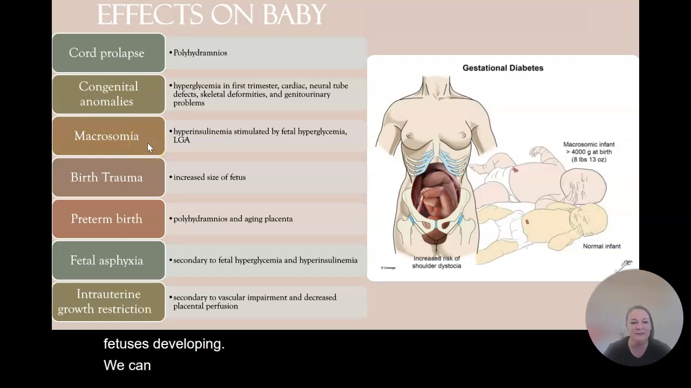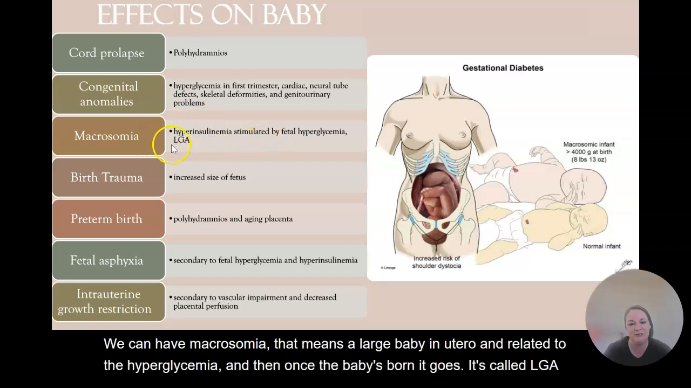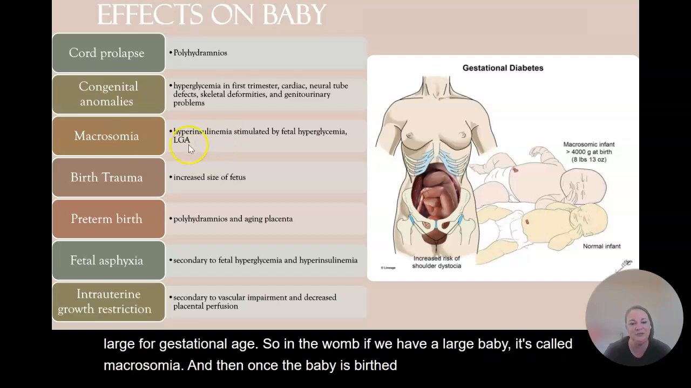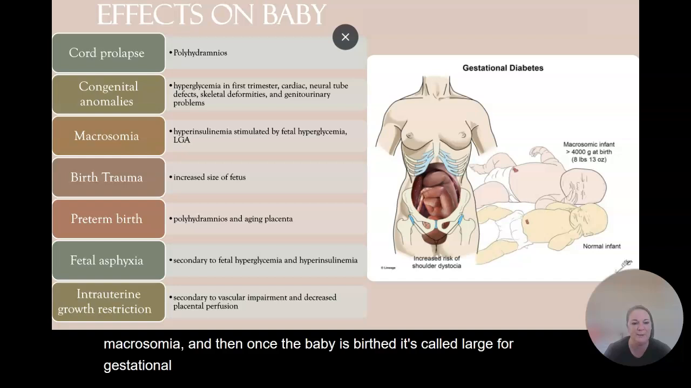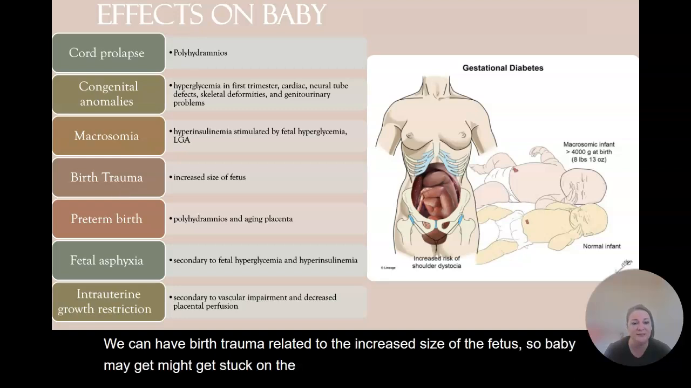You can have macrosomia. That means a large baby in utero and related to the hyperglycemia. And then once the baby's born, it's called LGA, large for gestational age. So in the womb, if we have a large baby, it's called macrosomia. And then once the baby is birthed, it's called large for gestational age, or LGA. We can have birth trauma related to the increased size of the fetus, so baby might get stuck on the way out, either with a C-section or with a vaginal delivery.